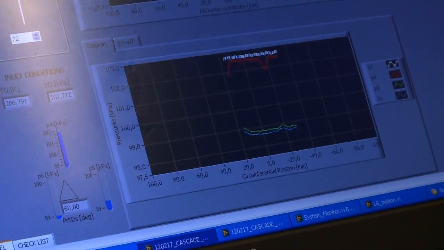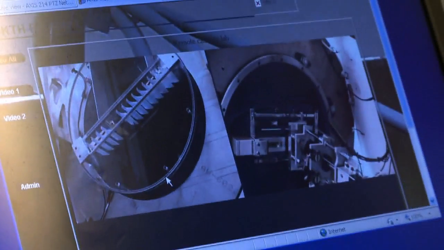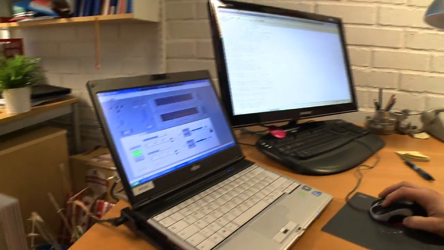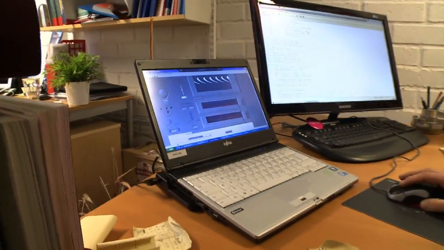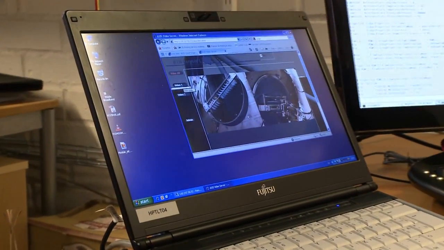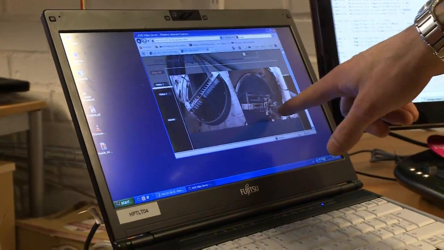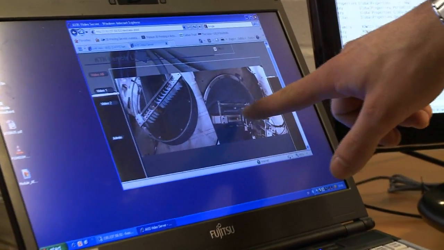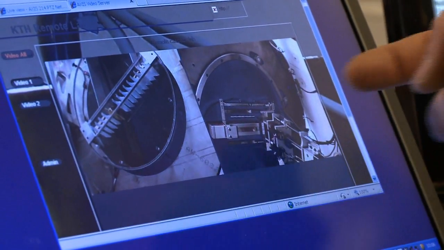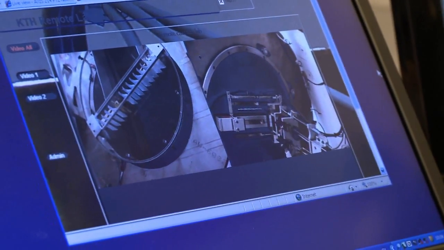Here we're now entering the second wake, and if we check the cameras here, so then here we set 90% span, and we start the measure again. So now you can see the traversing system. Now it has moved to 90% span, and now it will move in the pitchwise direction.